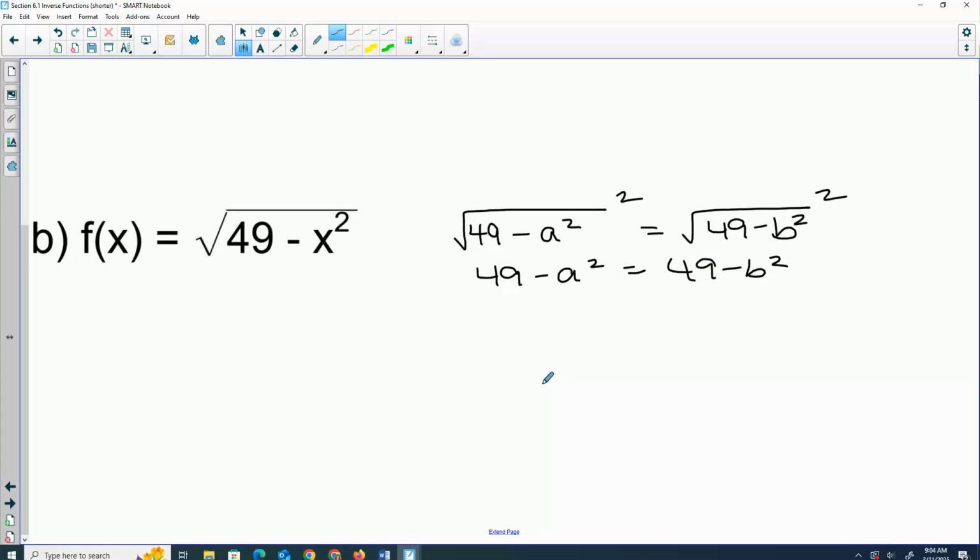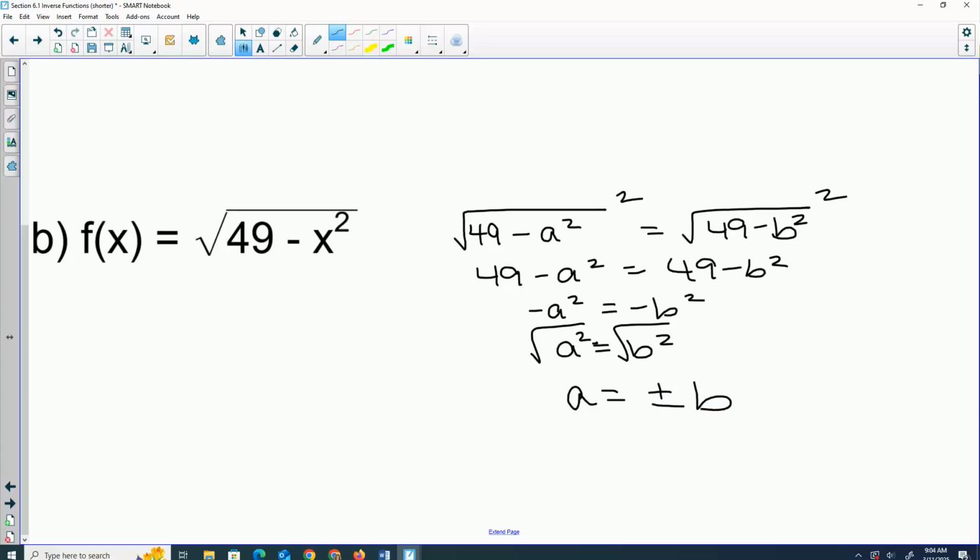Right, then what would we do if I wanted to get a by itself? Subtract 49, I get negative a squared equals negative b squared. If I divide by negative 1, I get a squared equals b squared. How do you get rid of a square? And anytime you add a square root, what do you have to add with it? So I get a could be positive or negative.